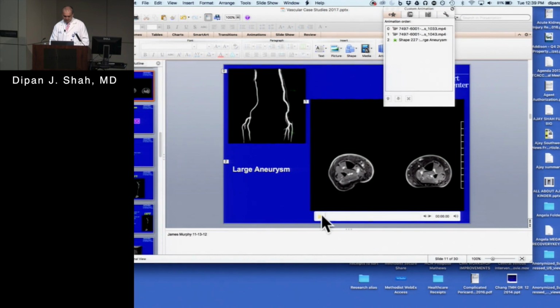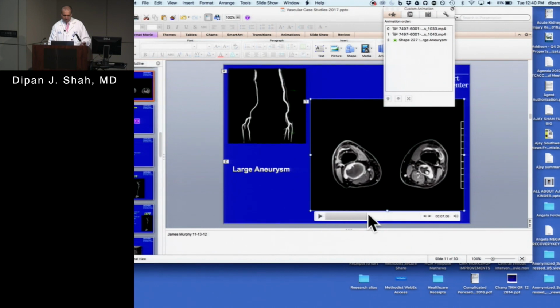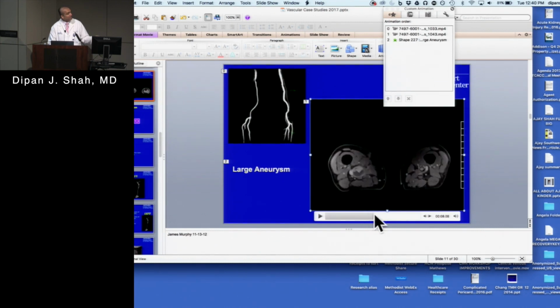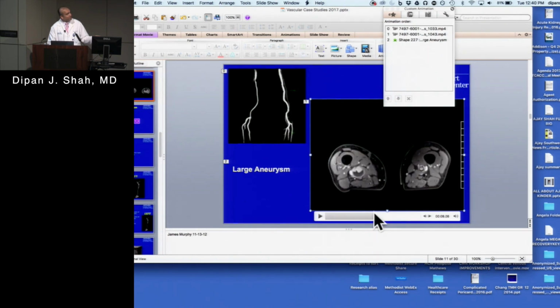But if you look, let me see if I can play through this slowly. What do you see here? Yeah, there's a big, huge popliteal aneurysm, in fact. If you follow the vessel down, it's a big popliteal aneurysm with a lot of thrombus, right? And so a lumenogram would completely miss this.